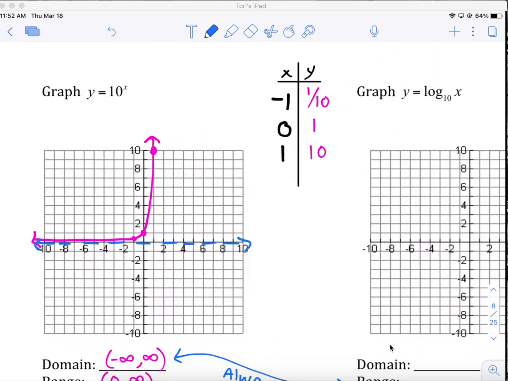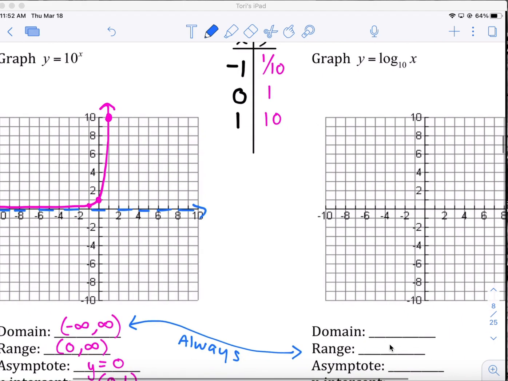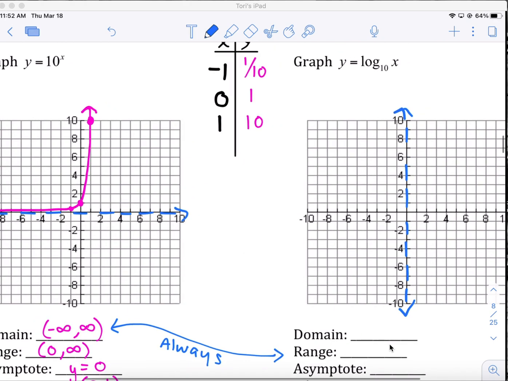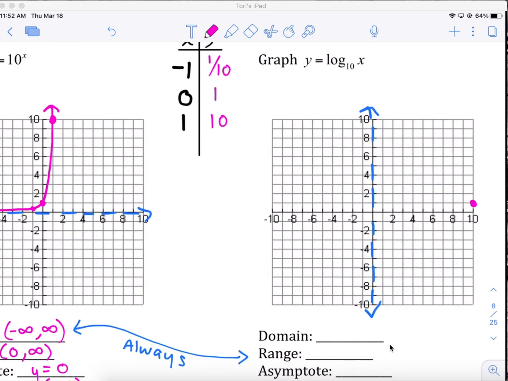So I could do the exact same idea and invert that and say, okay, well now my asymptote, because those are both a base 10, I know my asymptote is going to switch to x equals 0. I know that I'm going to end up with, instead of (1, 10), I'm going to end up with (10, 1). Instead of (0, 1), I'm going to end up with (1, 0). And instead of (-1, 1/10), I'm going to end up with (1/10, -1). Okay? This is my graph.